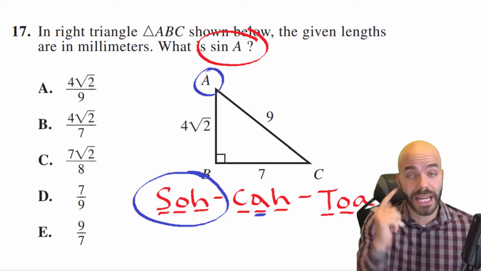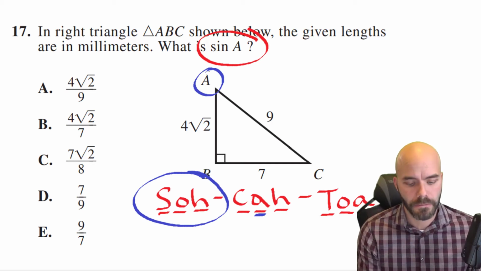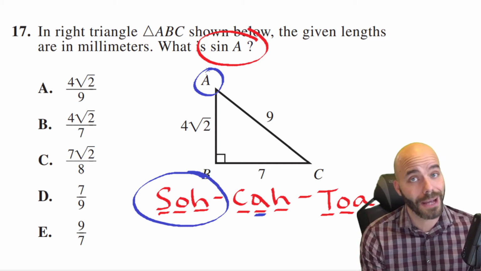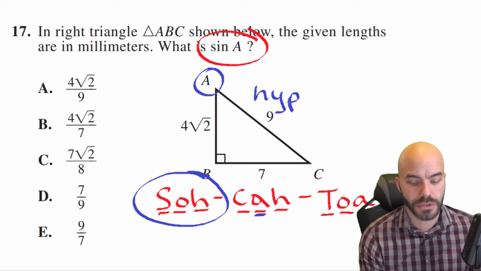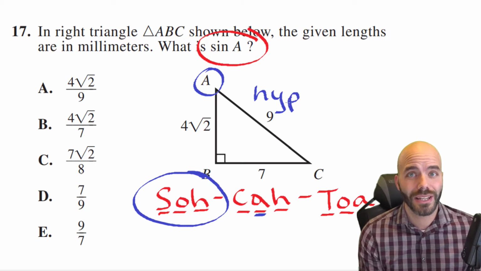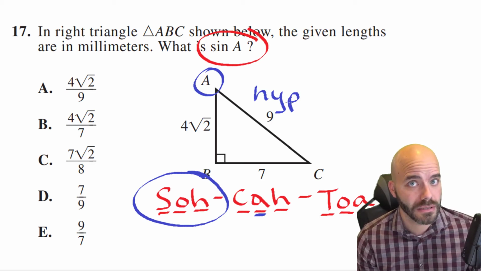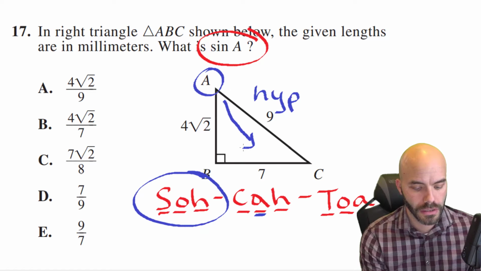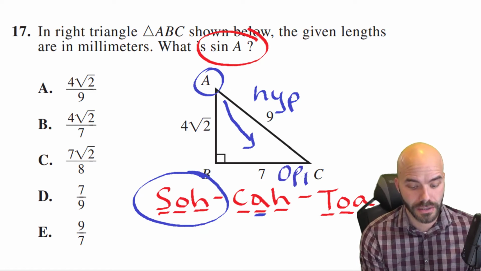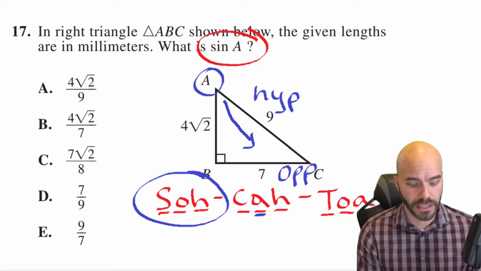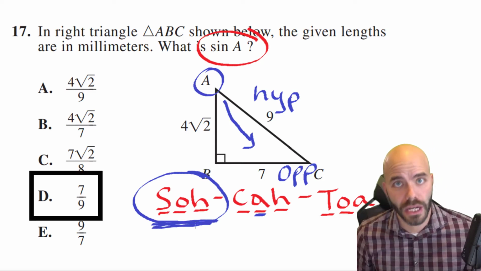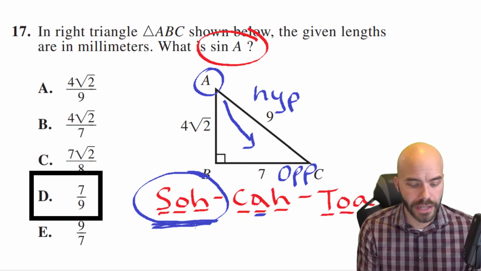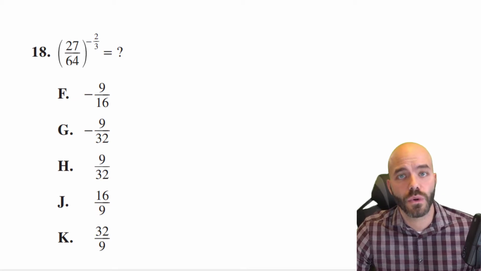And so we need to label this right triangle according to angle A. First off, the hypotenuse is always across from the right angle. So here's your hypotenuse. To angle A, what side is opposite? Well, if you go across, opposite is here. And so sine of A is the opposite side over the hypotenuse. So 7 over 9. All right, number 18 says we're going to take 27 over 64 and raise it to the -2/3 power.